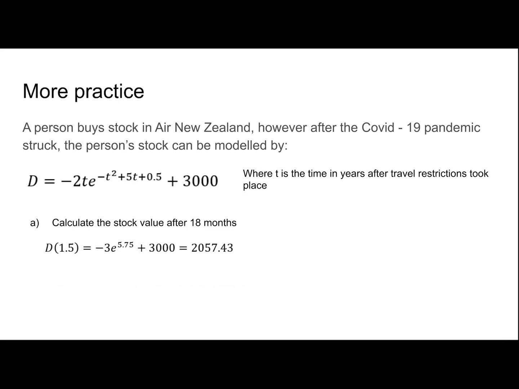If we substitute 1.5 into our equation, we'll get negative 3e to the power of 5.75 plus 3000, and that gives us a stock value of 2057.43. That's your answer for this question. Question B, what is the minimum stock price that it falls to? So once again, pause the video and try this question for yourself.